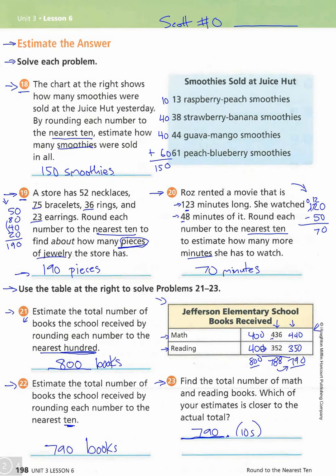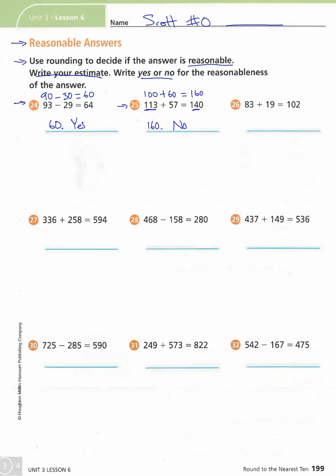Okay, now let's go on to the next page. On this page, we were rounding to decide if an answer is reasonable or not. It was similar to what we did in the previous lesson. We already did 24 and 25, so let's go ahead with number 26.